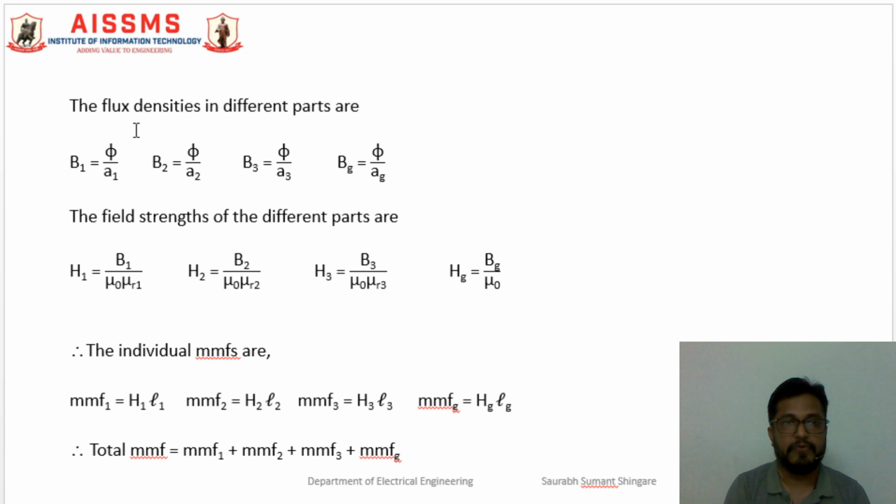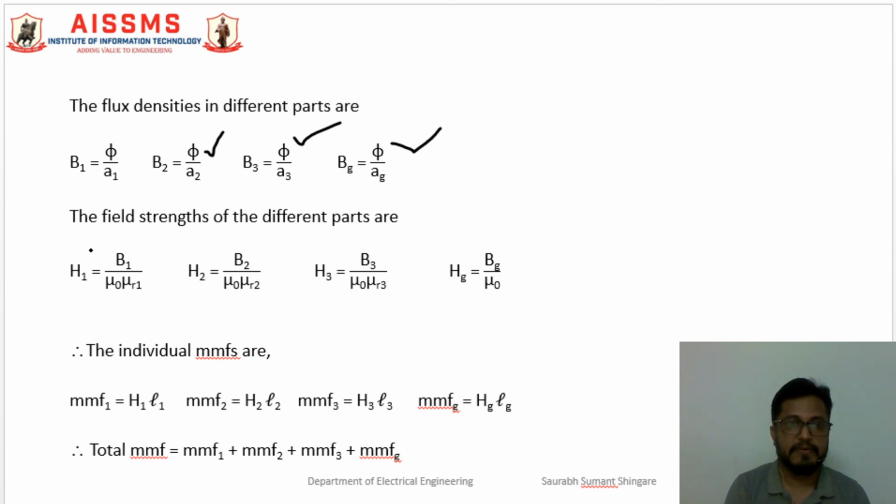So from this we can easily find out flux densities of different parts present in this composite series magnetic circuit, then field strength of different parts. So for part 1, flux density B1 is equal to phi divided by A1. Similarly, for part 2, flux density B2 is equal to phi divided by A2. Similarly, flux density for part 3 is equal to phi divided by A3, and flux density of air gap is equal to phi divided by Ag.